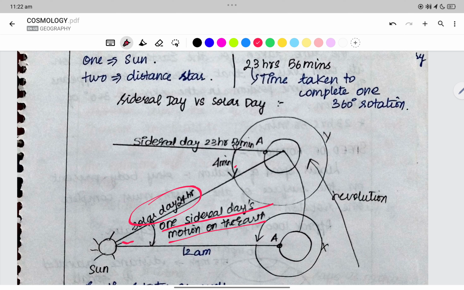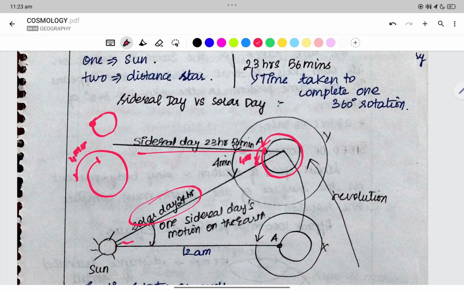One sidereal day's motion of the Earth is from point A. It starts from point A, rotates, and comes to the same point. It takes 23 hours 56 minutes, but we have kept 24 hours. So just 4 minutes. This is the normal rotation, but the rotation we consider is 4 minutes extra, right?